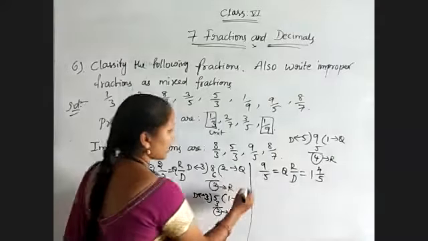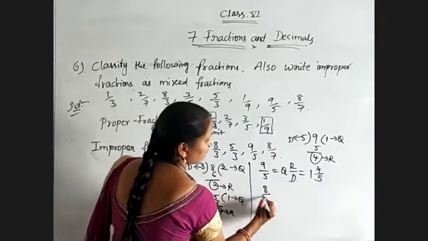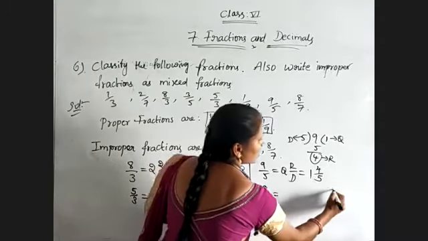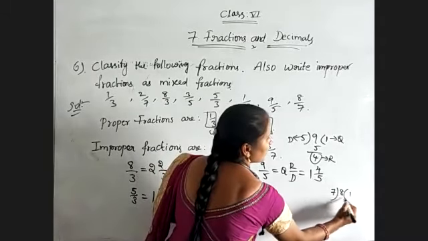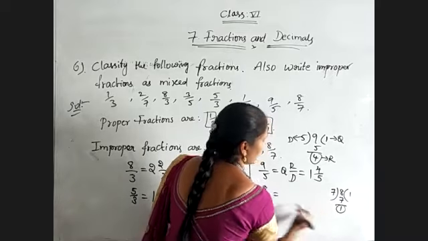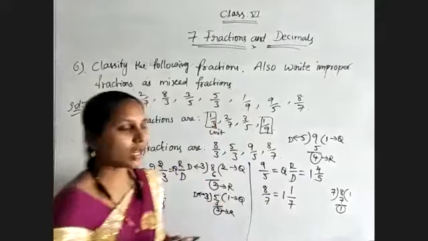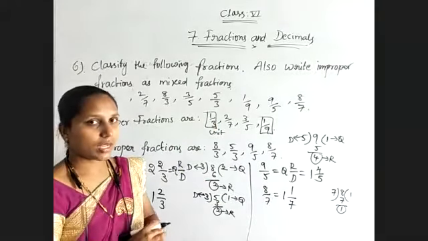Okay. Then coming to the last, 8 by 7. 7 ones are 7. 1 is the remainder. So quotient is 1, remainder is 1. Divisor is 7. 1 by 7. Okay, I hope you understood.